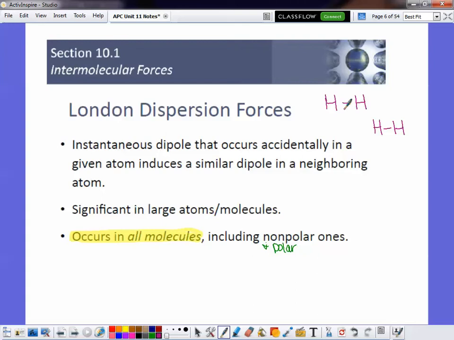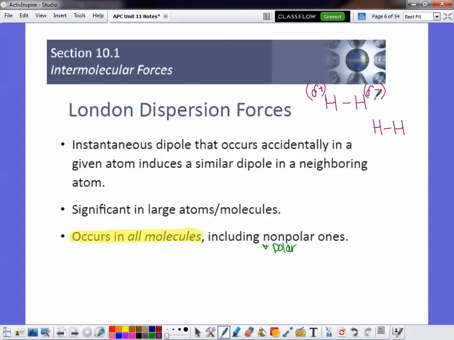All right? And so what ends up happening is we have a temporary partial charge. Remember, that's a lowercase delta. I talked about that in the Unit 10 videos. That's a lowercase delta. It signifies a partial charge. And then this one would be partially positive. But that's temporary. I'm going to put that in parentheses because that's not all the time.